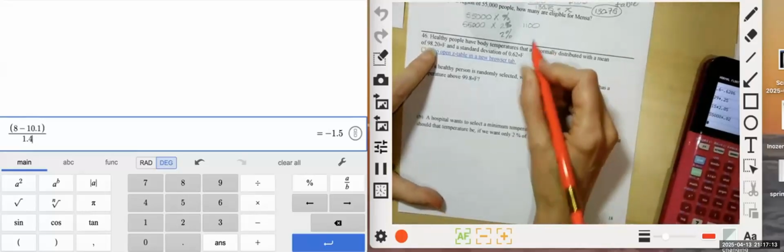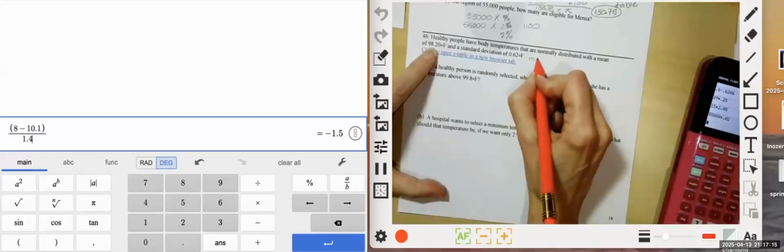All right. Let's look at the last one of these. Healthy people have a body temperature that is normally distributed with a mean of 98.2.